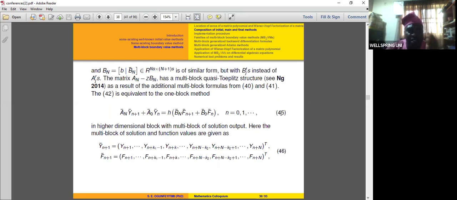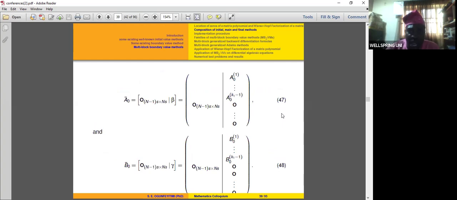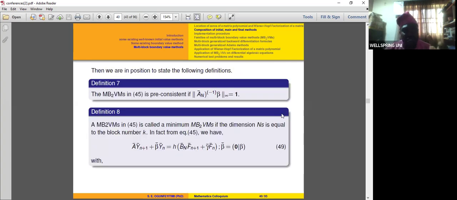As earlier mentioned, 42 is equivalent to a one-block method, which is given in 45, and the block solution and function values are also given in 46. We have the A0 and the B0 given. Thus, we are at liberty to state the following definition also. The multi-block boundary value method in 45 is pre-consistent if this condition is satisfied. That one there is a column of 1.